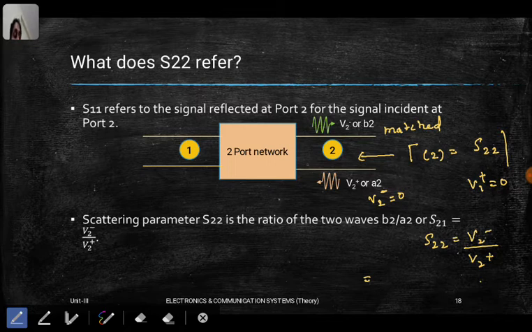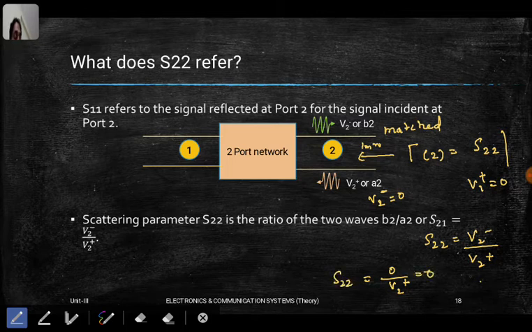I incident some voltage. So instead of sending input here, I'm using this as the input. Maybe I'm sending 1 milliwatt power here. If there is no reflection, V2 minus equals 0, and V2 plus is the square root of 1 milliwatt, because it is in voltage, this is the power. So some arbitrary voltage V2 plus is there. So if the output port is perfectly matched, S22 becomes 0.